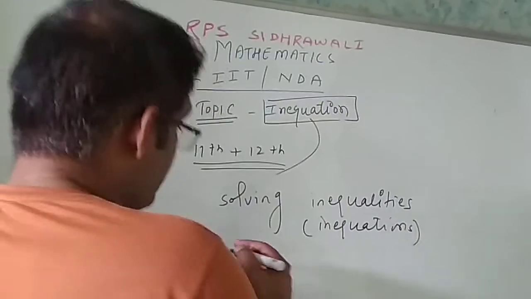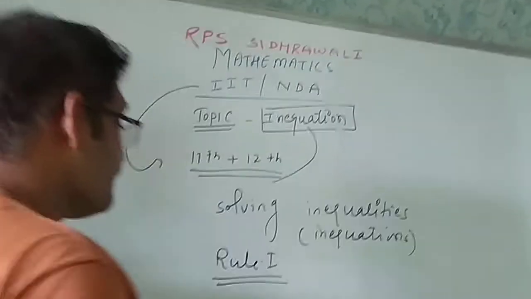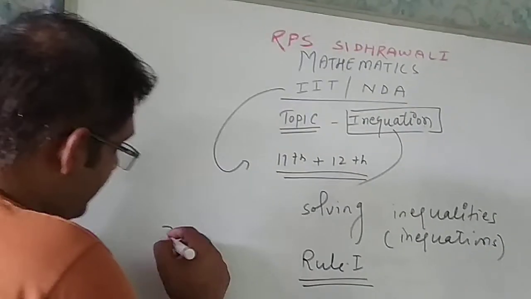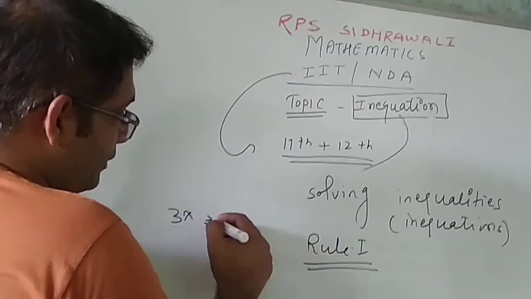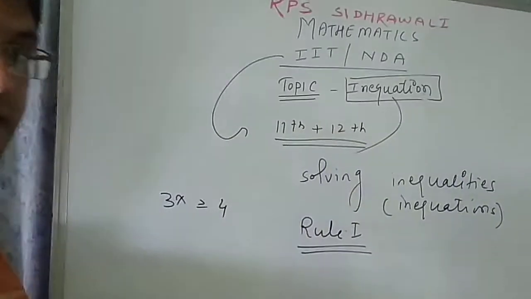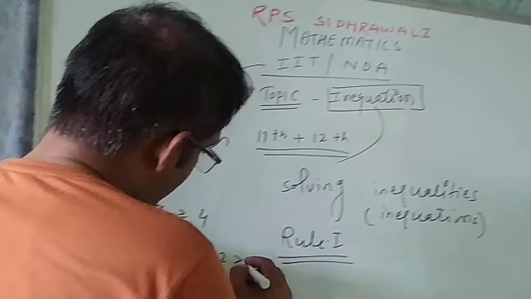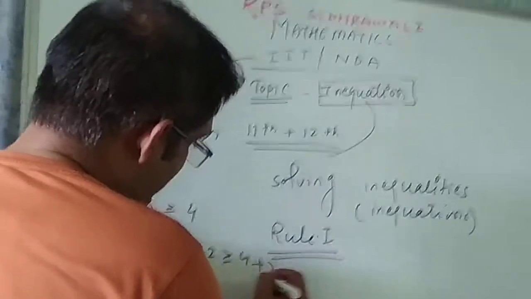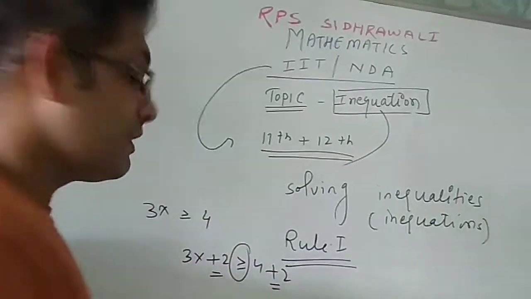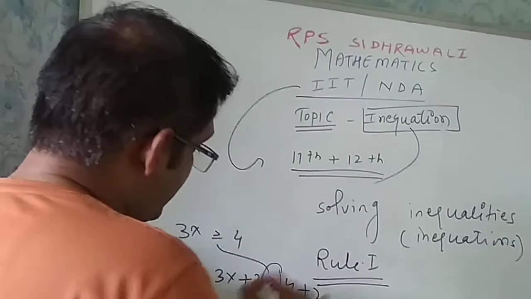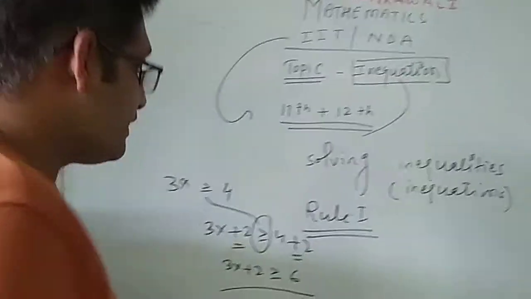But you know, earlier in the classes, the first rule is if we have 3x greater than or equal to 4. This is the example. What do we do? I add 2 to 3x and 4. If we add the same number to both sides, there is no effect on the inequality sign. The inequality sign remains the same. The value changes but the inequality sign is the same.